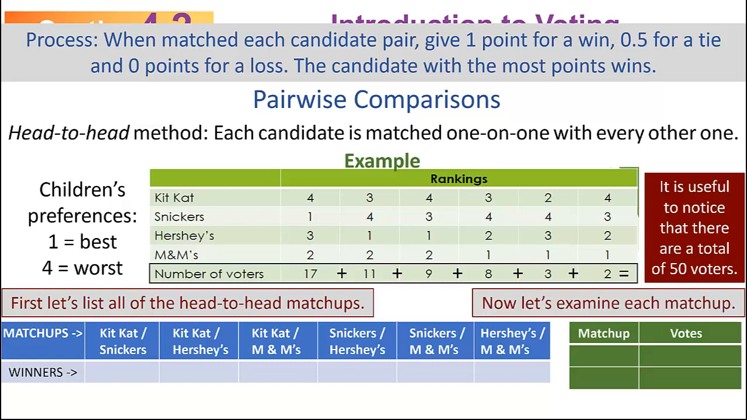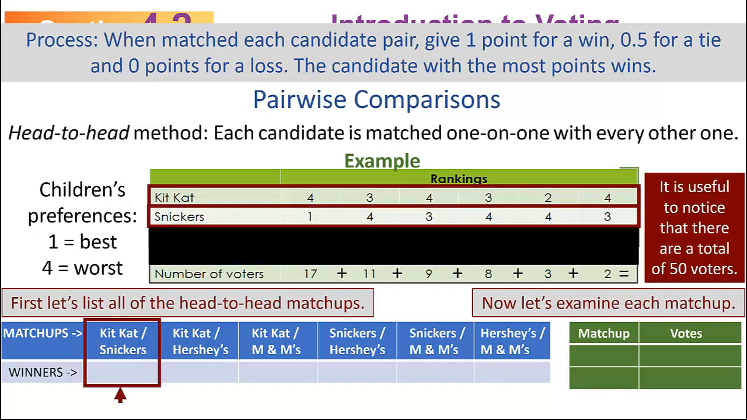Now let's do these head-to-head matchups. Let's start up on the left with Kit Kat and Snickers. So I'll make a little matchup table for that. Kit Kat versus Snickers. Look back up. I cover up the other 2 because it's distracting. I'm just looking at Kit Kat versus Snickers. And in that first column, I see that Kit Kat had a preference of 4 and Snickers had a preference of 1. So those 17 children preferred Snickers to Kit Kat. So Snickers wins with those 17 voters. So I give those 17 votes to Snickers.